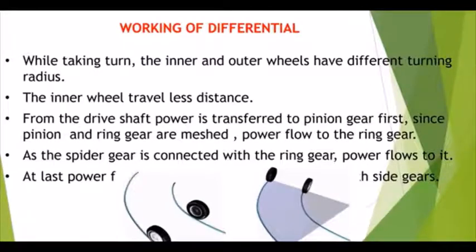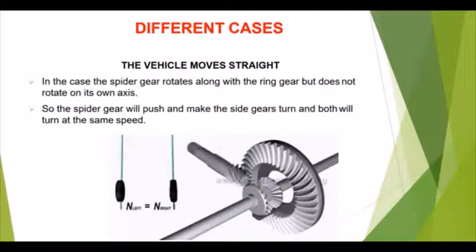Coming to the working of your differential, when we take a turn, the inner and outer wheels have different turning, where the inner wheel travels a lesser distance than the outer wheel, as you can observe in the figure over here. The spider gear is connected with the ring gear, through which the power flows, and at last it transfers onto the side gears.